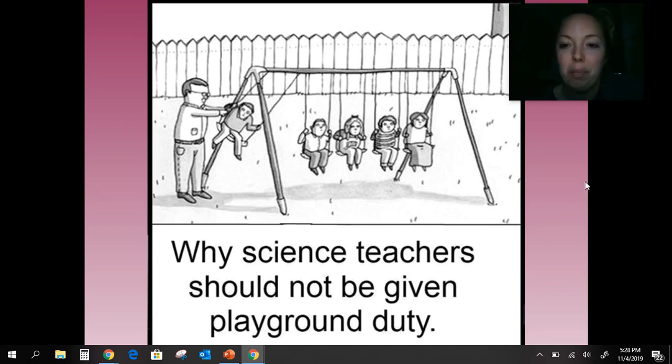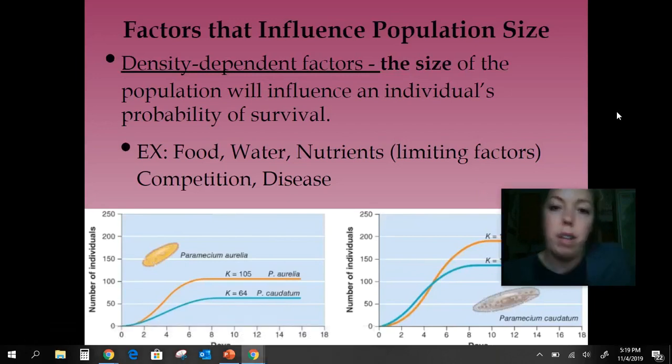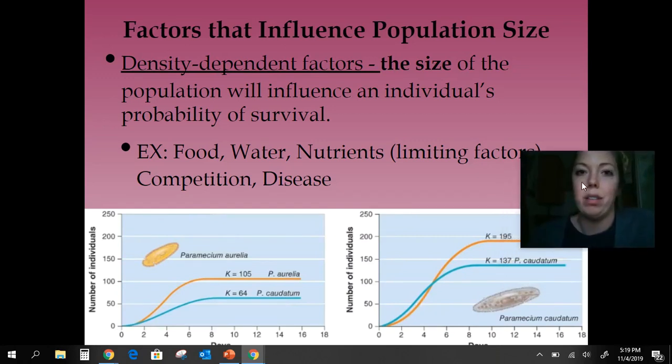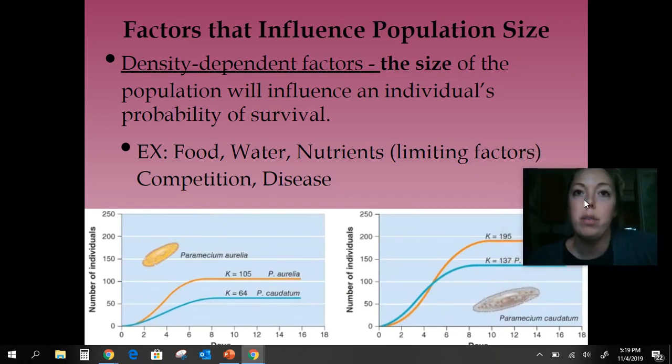Oh, there you go. Okay, so let's talk about factors that influence population size. There are two different types of factors that we're going to talk about. There is density dependent and density independent. Okay, so the first one is listed right here. It's density dependent factors. So density dependent factors influence an individual's probability of survival and reproduction in a manner that depends on the size of the population.